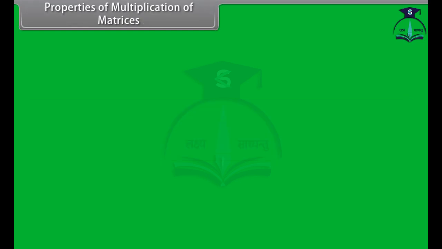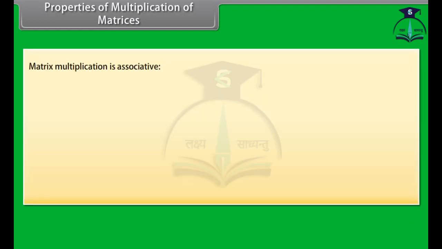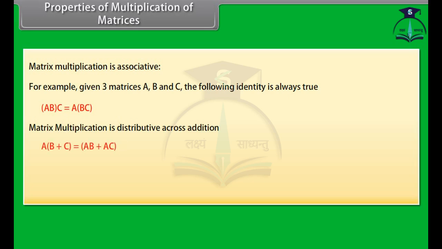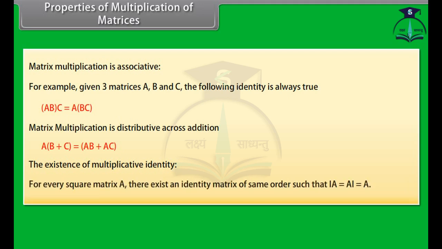Properties of multiplication of matrices. Matrix multiplication is associative. For example, given 3 matrices A, B and C, the following identity is always true: AB into C is equal to A into BC. Matrix multiplication is distributive across addition: A into (B plus C) is equal to A into B plus A into C. The existence of multiplicative identity: for every square matrix A, there exists an identity matrix of the same order such that IA is equal to AI is equal to A.